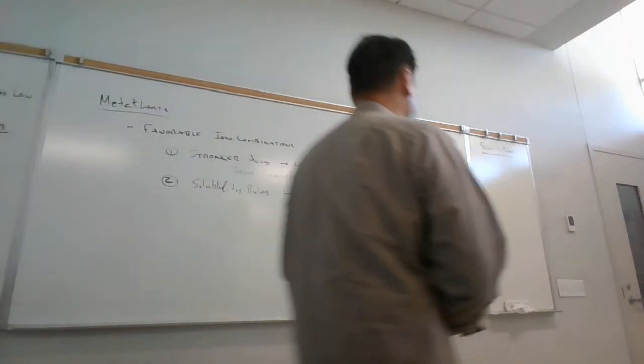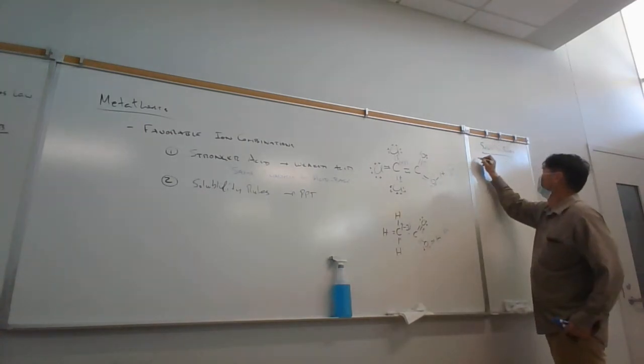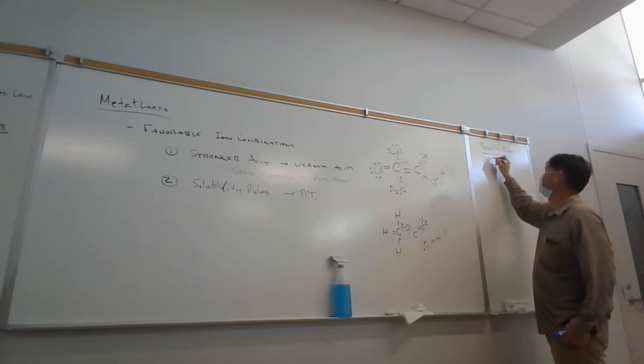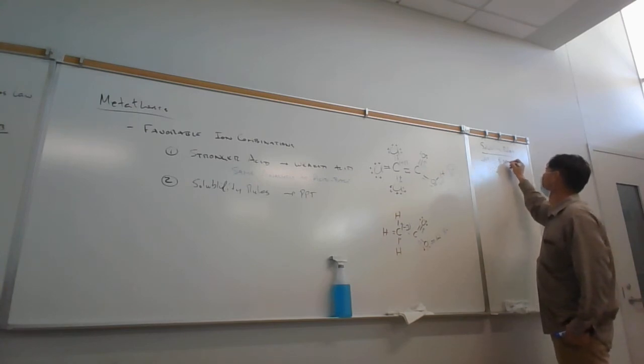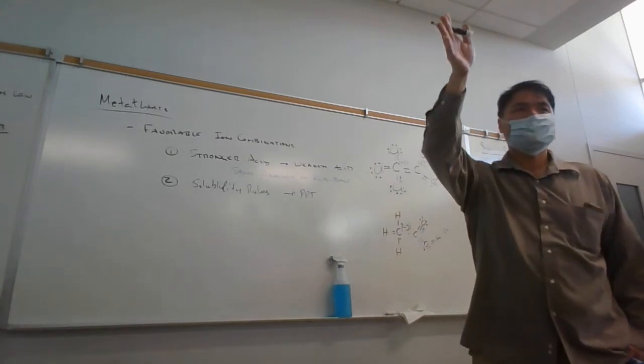And so, solubility rules are going to go like this. The first one is, I break them into 7. And so the first one is group 1 and ammonium. Group 1, the alkali metals, big atoms.